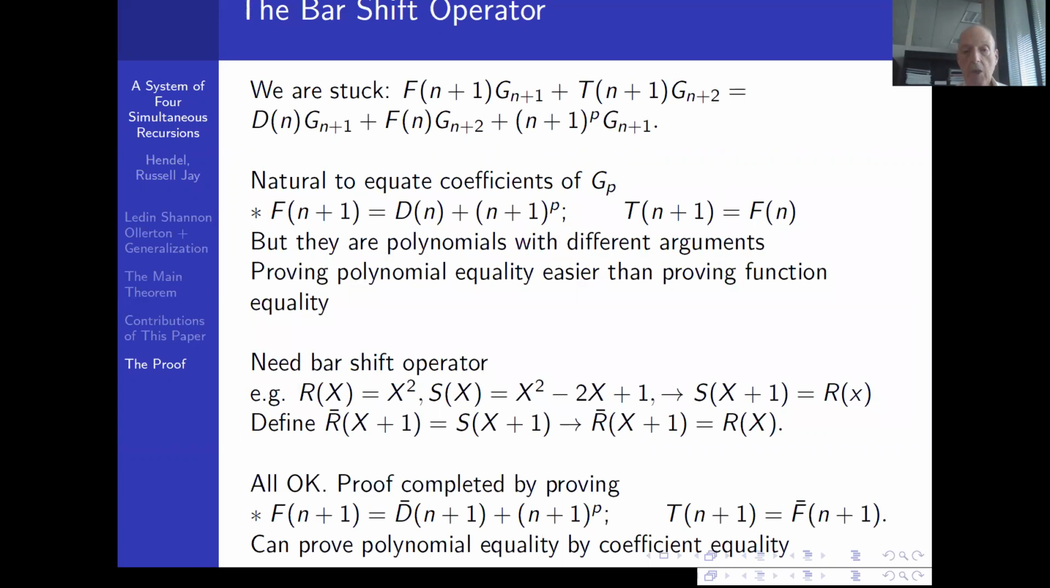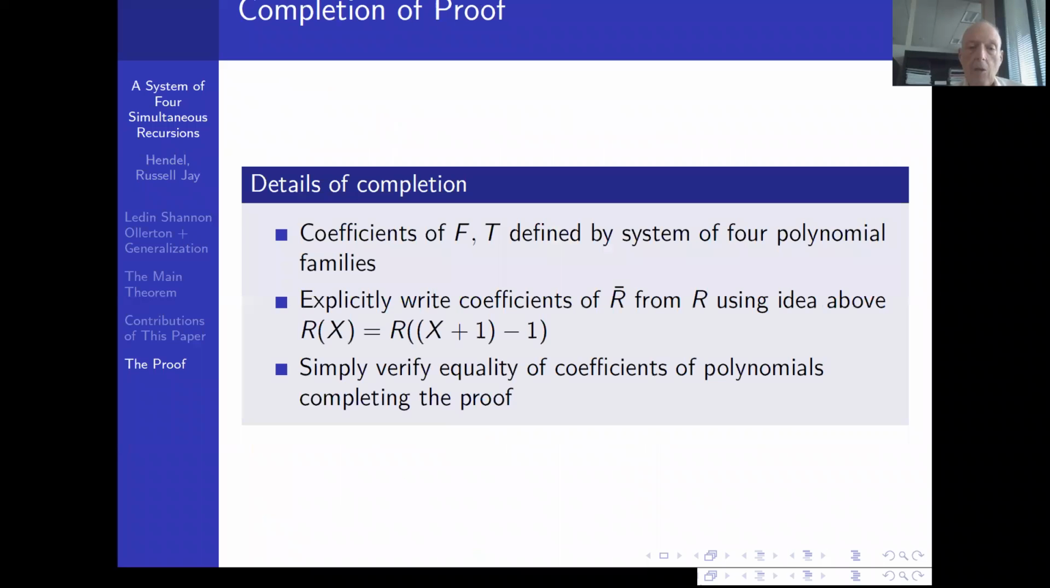Then I'll just show this to you again. If I want to know what R bar is, I do that by expanding (x+1) squared minus 1. I get (x+1) squared minus 2(x+1) plus 1, and that is R bar(x+1). So you can write that down in a closed matrix form, and you get some closed formulas for R bar(x). The point is they are closed, and they tell you exactly what the coefficients are. So I know the coefficients of F and T. I know the coefficients of R bar.